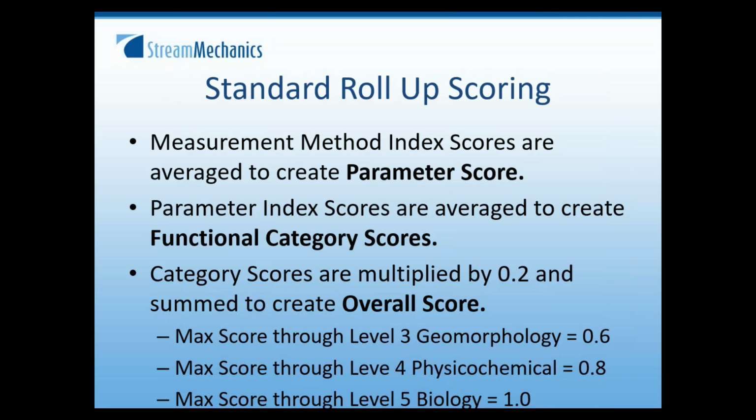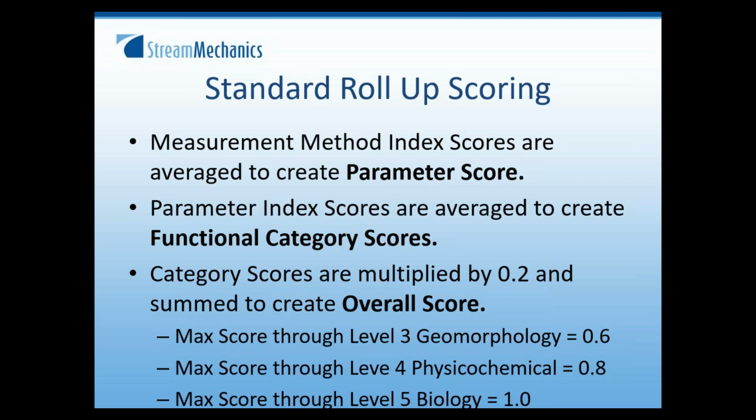Okay, so here's the scoring. It's a very simple scoring method. It's simply, for the most part, an averaging tool. We take the measurement method index scores and average them together to get a parameter score. We take the parameter scores, average them together to get functional category scores. And then we have a little bit of a twist. So there are 5 functional categories. Each functional category score is multiplied by 0.2 and then summed to create an overall score.